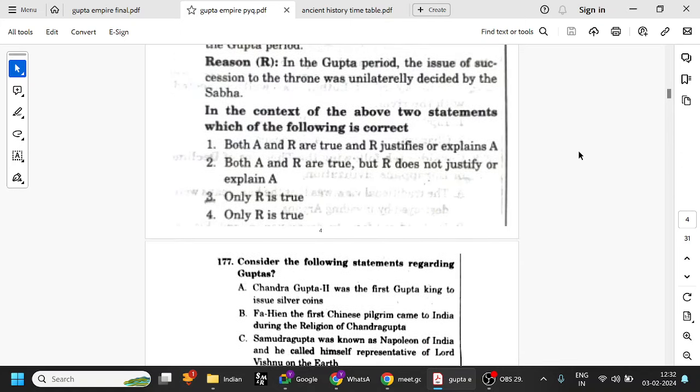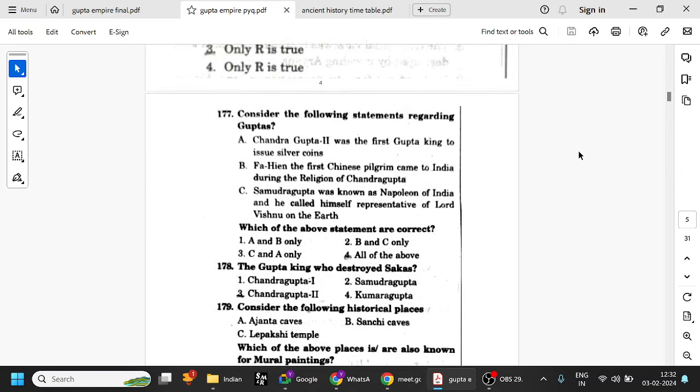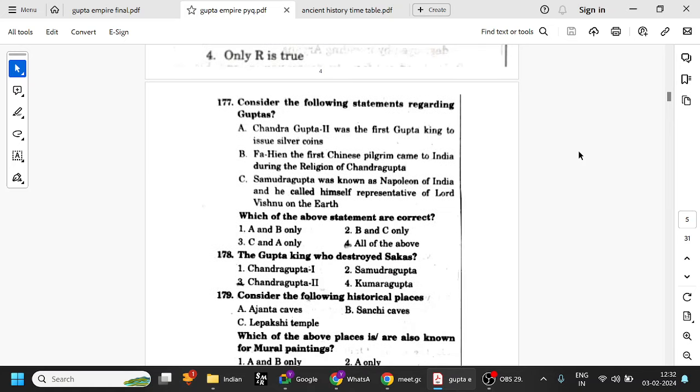Or Chandragupta II, I think, not Samudragupta anymore. So consider the following statements regarding Guptas. Chandragupta II was the first Gupta king to issue silver coins. We've already seen this. Chandragupta II, also known as Vikramaditya, Navaratnas, etc. So he is the one who issued silver coins, which are called Rupakas.